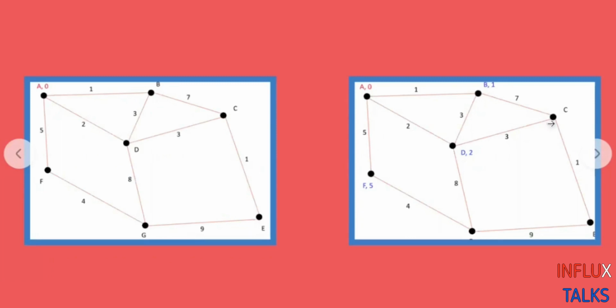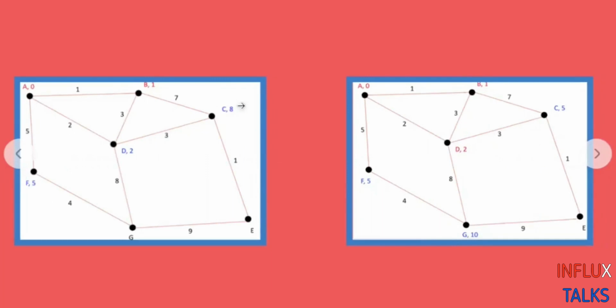Now to get to C, there are multiple paths. Either we can go from A to B to C, or A to D to C, or A to F to G to E to C. There are multiple possibilities. So first we're going to check the first path possible, from B. A to B to C: B has a value of 1, and the distance from B to C is 7. So we're going to write 8 next to C. But if we try the other path, from A to D to C, D has a value of 2 and the path from D to C has a value of 3. So now C is going to have a value of 5, which is less than 8. So we replace the value of C from 8 to 5.